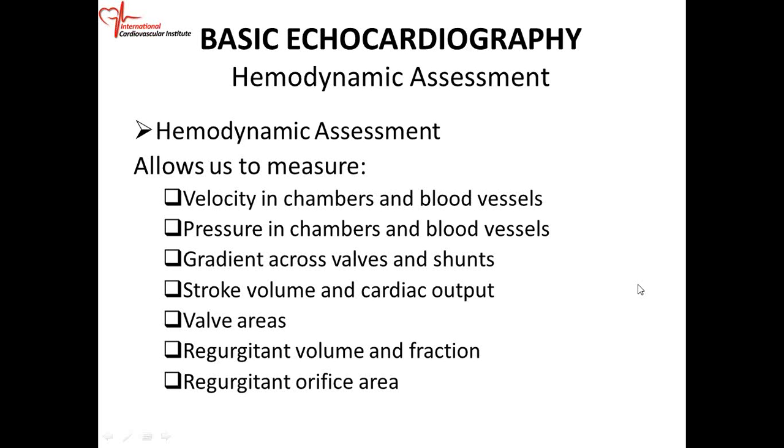You can calculate cardiac output, and once it's done properly, it's very accurate. You can do valve areas, regurgitant volume and fraction. So if the patient has, say, mitral regurgitation, one of the assessments for severity is regurgitant volume and regurgitant fraction. You can do that. Regurgitant orifice area is another method to evaluate the severity of your regurgitant lesion.